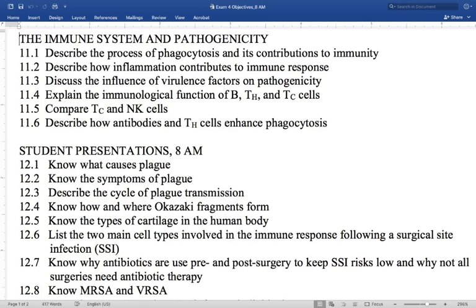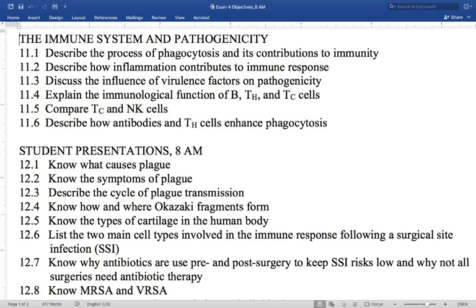So big ones for the immune system and pathogenicity, there's 6. Describe the process of phagocytosis and its contributions to immunity. In other words, be able to write out the steps of this process. We've talked about everything that's involved in this process from the attachment step through the destruction of the microbe, and then ultimately the presentation of that microbe on MHC2 of macrophages and B cells. So that all encompasses 11.1.